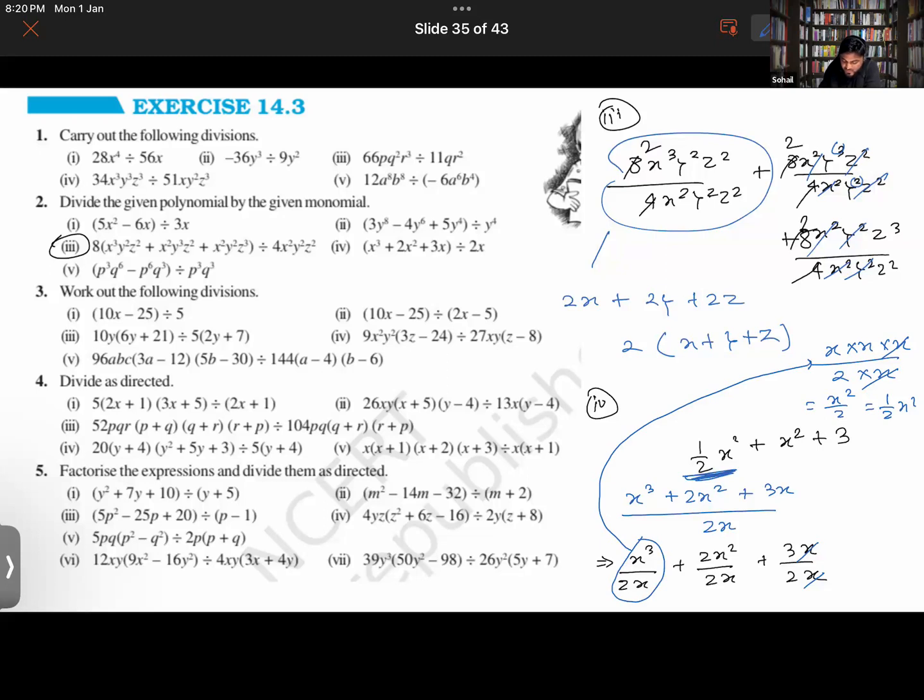Now 2x square upon 2x. So 2 and 2 will be getting cancelled. Now it is x square upon x. So x square upon x basically means x times x upon x. So x getting cancelled. So you should be left with only x over here. Getting it, Ahmed? Where you have done mistake? Yes, sir. This should be only x.